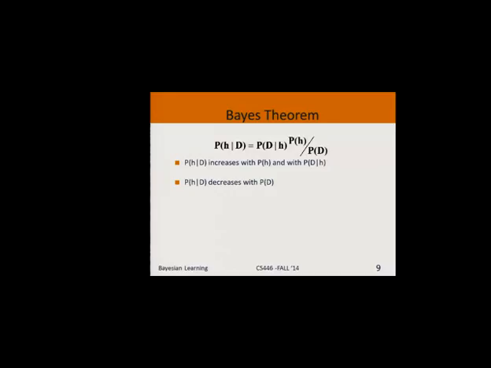So this makes sense. It also grows with P of D given H, right? So if the data that you observe is more likely given my current hypothesized hypothesis, then the hypothesis is more likely. And also, it makes sense that it decreases with P of D. Why does it make sense that it decreases with P of D? Any intuition? Yeah? Yeah, so if the data is likely anyhow, it doesn't give you more information, doesn't make this specific hypothesis more likely.